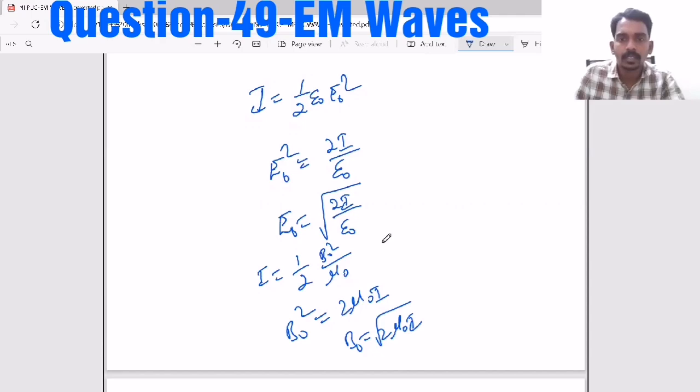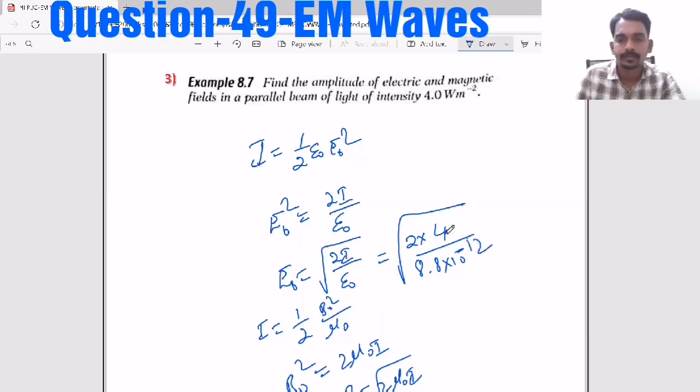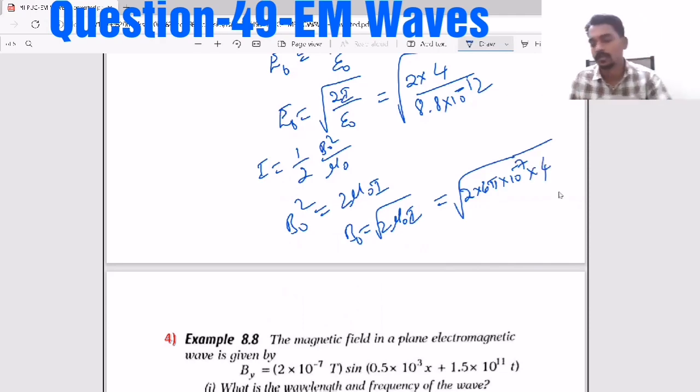Now here, for E naught, under root 2 into intensity, which is 4, over epsilon naught, which is 8.8 into 10 power minus 12. For B naught, under root 2 into mu naught, which is 4 pi into 10 power minus 7, times I, which is 4. If you solve it, you will get the E naught and B naught values.